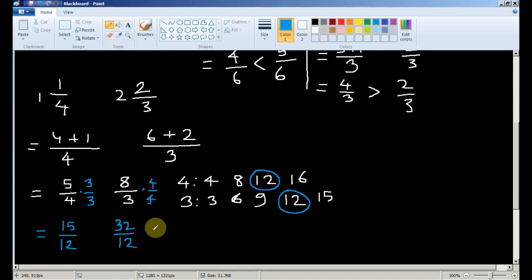So now I have to compare the fractions where the denominator is common, or the same. So the greater fraction will have the greater numerator. So obviously 32 by 12 is greater than 15 by 12. So this way you can solve the problem.